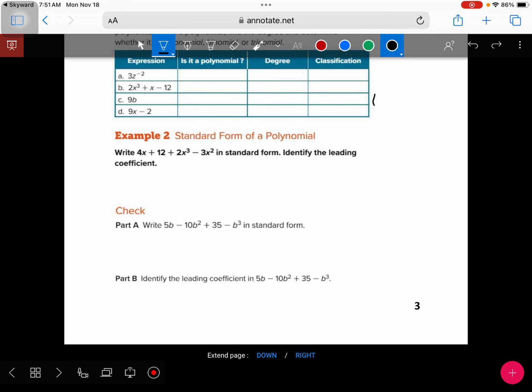What do you mean by classification? Classification. Is it a monomial, trinomial? Is it 2 term, 1 term?